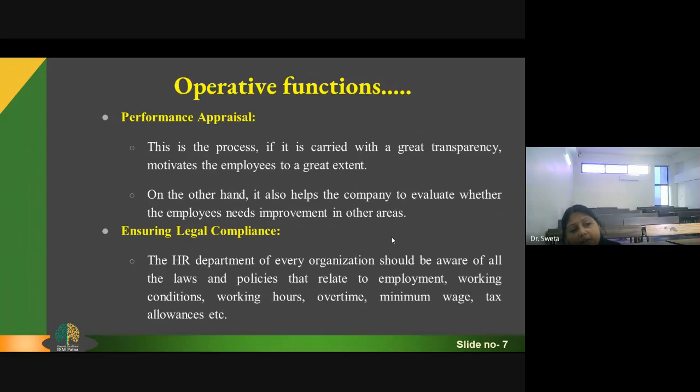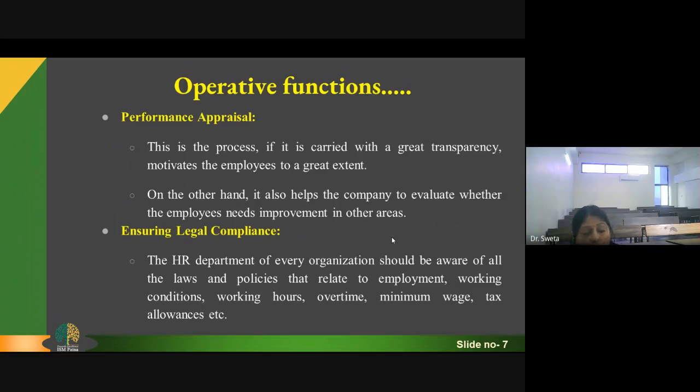So basically, if an employee has completed 1 year in the organization, after that his performance will be appraised, will be evaluated, and on the basis of the evaluation, he will be getting a kind of incentive in the organization. So performance appraisal is something related to the performance of an employee, and in this process the employee's performance is appraised.